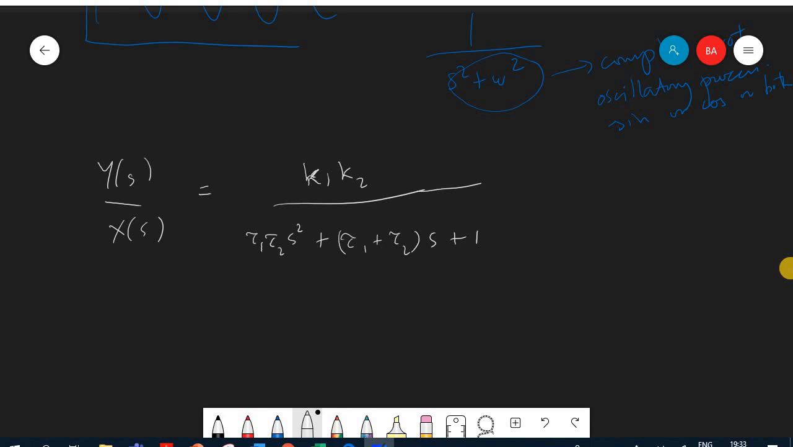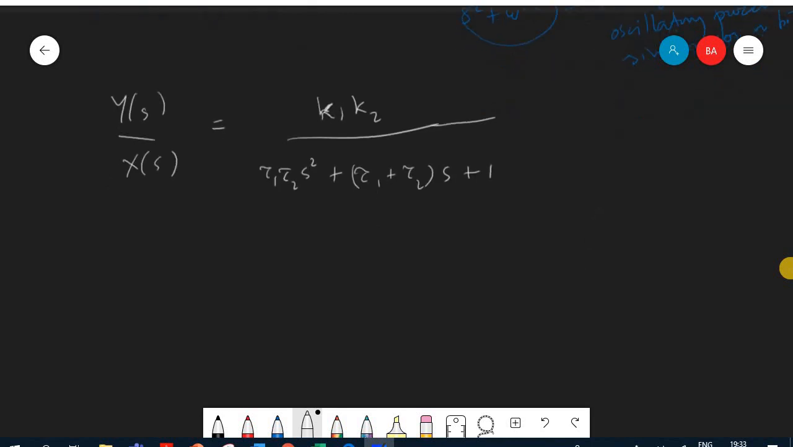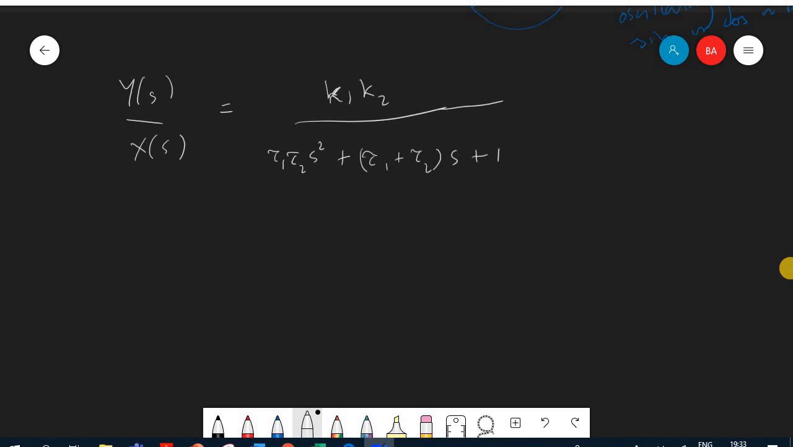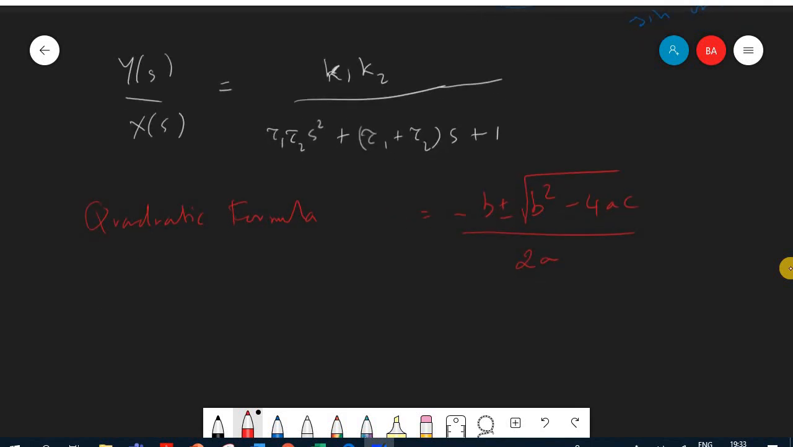Okay. So what we'll try to do here is apply the quadratic formula. You remember the quadratic formula to solve whatever: x is equal to minus b plus or minus the square root of b squared minus 4ac, divided by 2a. So here for us, we are not talking about x, we are talking about s.